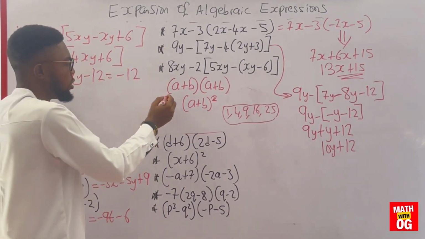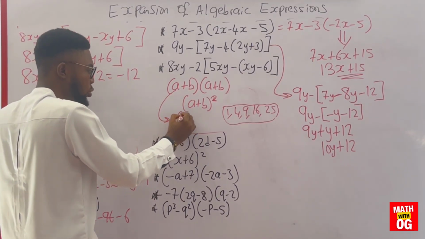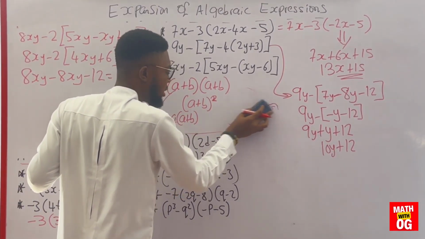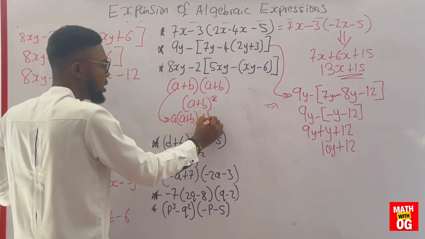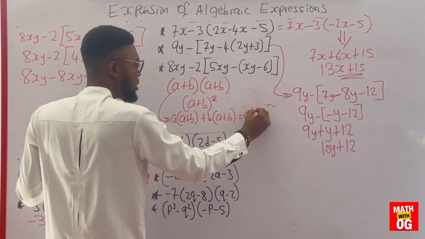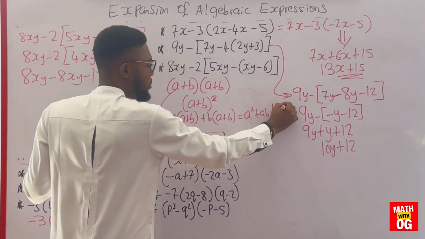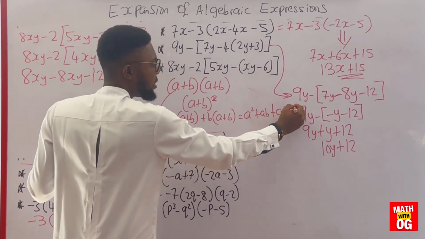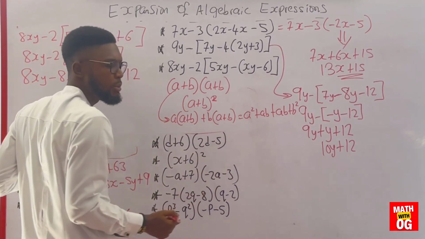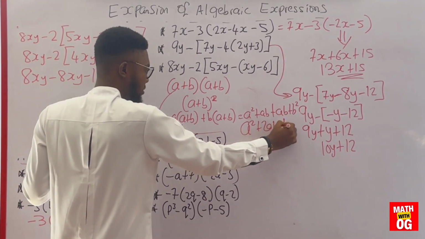or a perfect square. So if I'm to expand a plus b into a plus b, this will be a into a plus b. Then the other part, we have plus b into a plus b. So this should give us a squared plus ab, plus b times a is also ab, plus b times b is b squared. Now a squared, b squared, ab plus ab is 2ab. So everything here is a squared plus 2ab plus b squared.